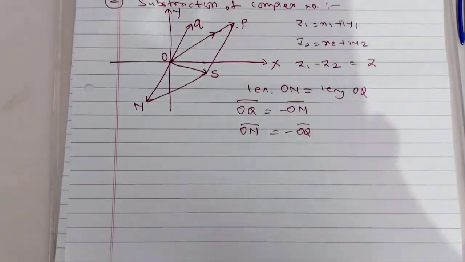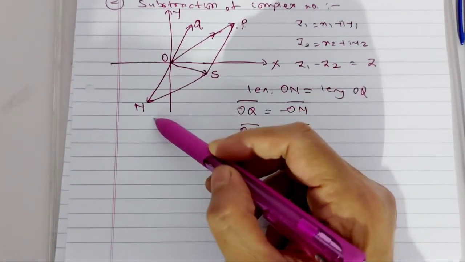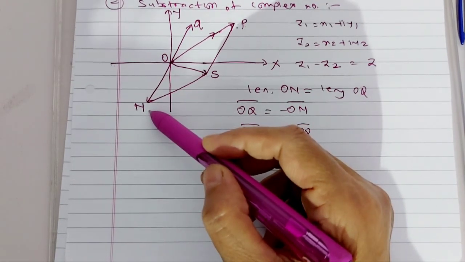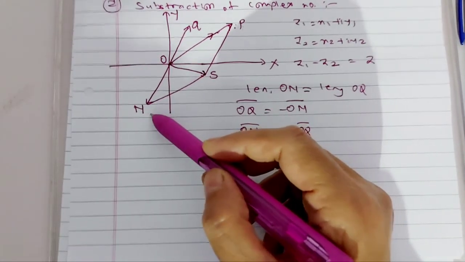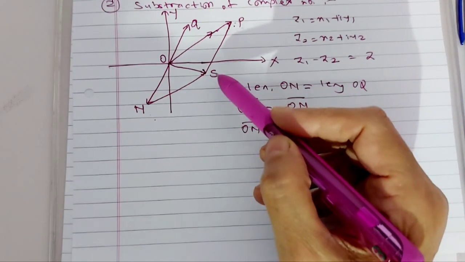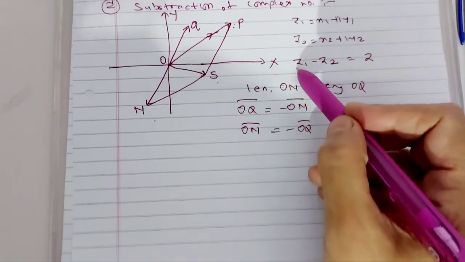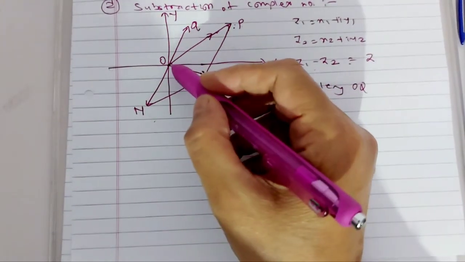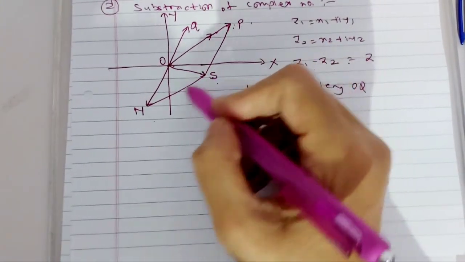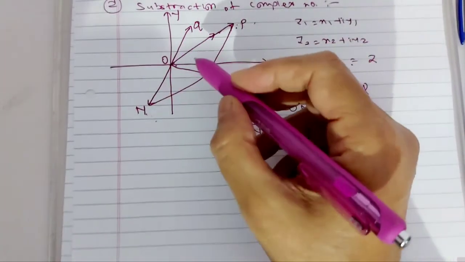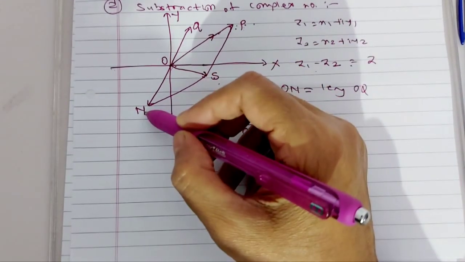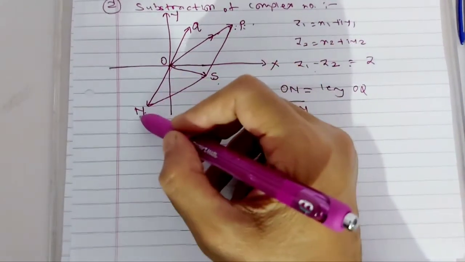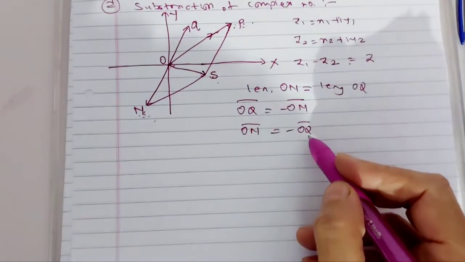What does this give me? That the vector ON is the position vector of the point N, which corresponds to the complex number minus z2. So the point S, representing the difference we are interested in, z1 minus z2, is obtained by constructing a parallelogram, OPSN. Over here, OP and ON are the position vectors of the point P representing the complex number z1 and N representing the complex number minus z2.